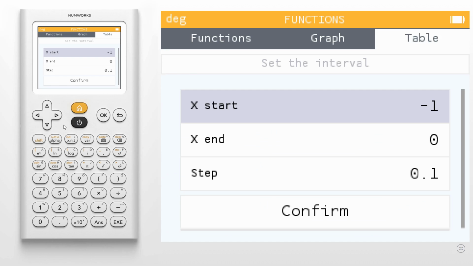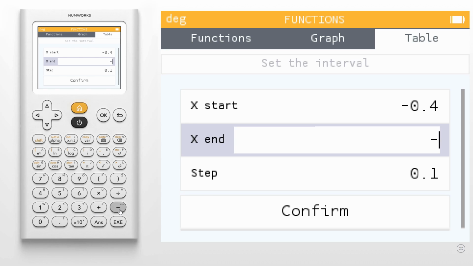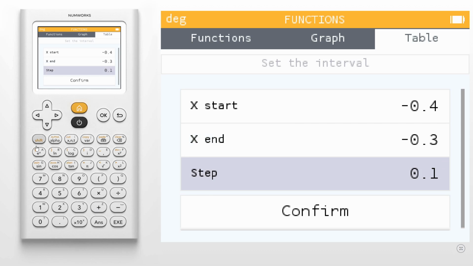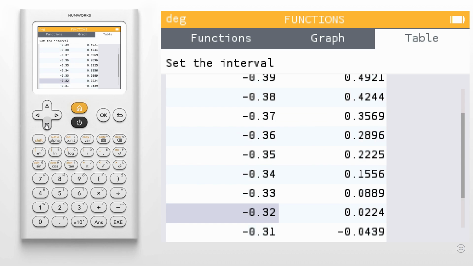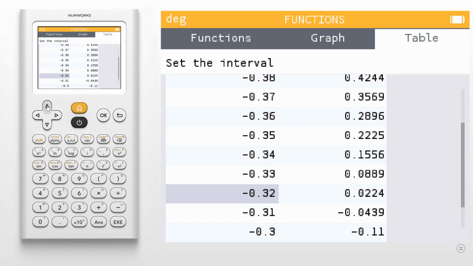This is basically what GeoGebra does too, but I thought I'd try to be consistent here. The start will make it negative 0.4, end negative 0.3, and this time the steps we want to be every hundredth. And go ahead and confirm. Scroll on down until you see a change from a positive to a negative, and to me, there we go, between negative 0.32 and negative 0.31.